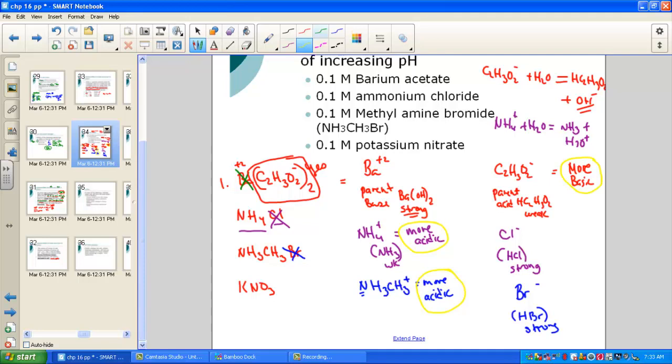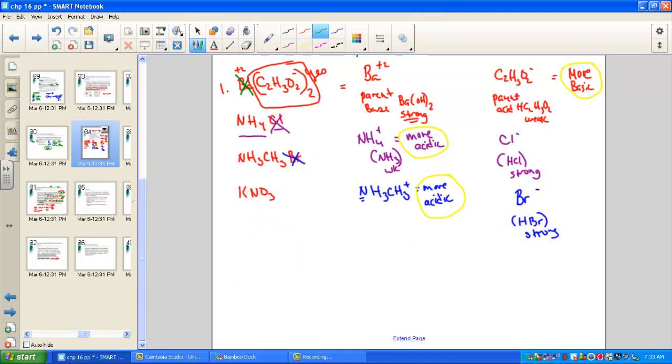And we had one more, might as well just take a quick peek here. One more to look at, and that's potassium nitrate. The positive ion is potassium, the negative ion is nitrate. Parent base, KOH, strong.